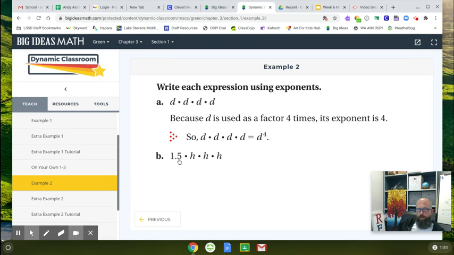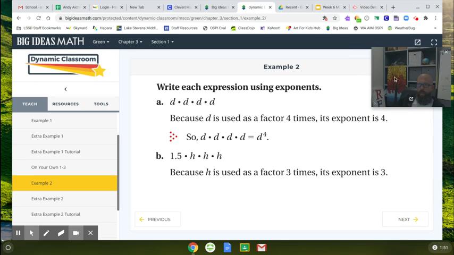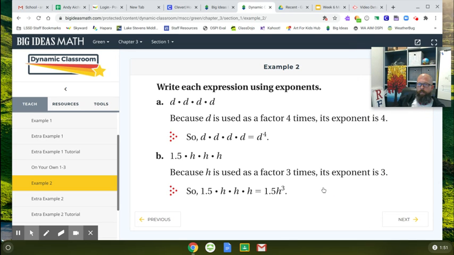Now, what about this one? We have 1.5 times h times h times h. So we have 3 h's. So this one, we can put an exponent of 1.5 times h to the 3rd power. Pretty easy on that one. Hopefully, just count them out and then give that little exponent so that you don't have to write it that many times.